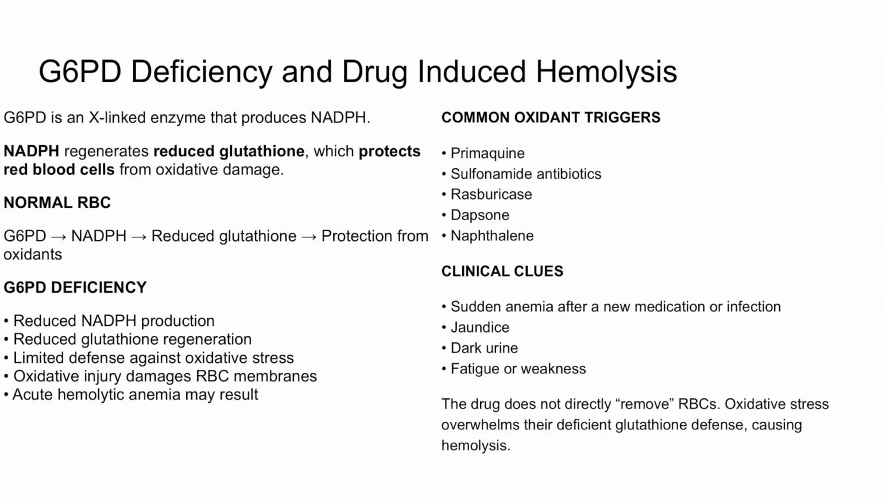So exposure to an oxidant medication, certain foods, or an infection may damage hemoglobin and the cell membrane, causing acute hemolysis. Important drug triggers include primaquine, dapsone, and some sulfonamide antibiotics. Clinical clues include sudden anemia, jaundice, dark urine, fatigue, and weakness after a new exposure or infection. The medication does not directly remove red cells. It creates an oxidative stress that overwhelms their deficient antioxidant defense.